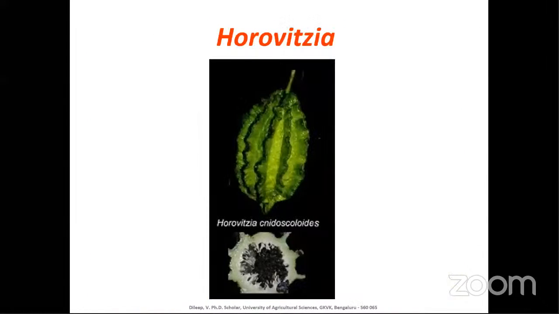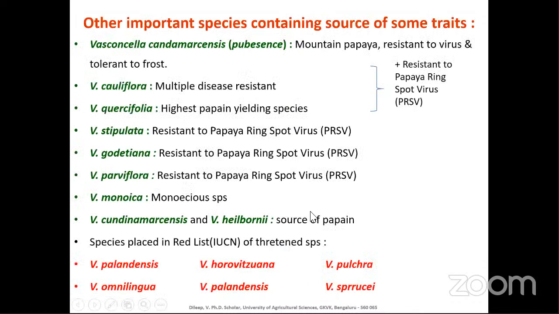This is the one, Horowitzia. As I said, it has only one species, that is Horowitzia clinodos. And other important species are the related species that are the source of some traits, maybe disease resistance or dioecious, monoecious traits. Those species include Vasconcellea cundinamarcensis or pubescens.